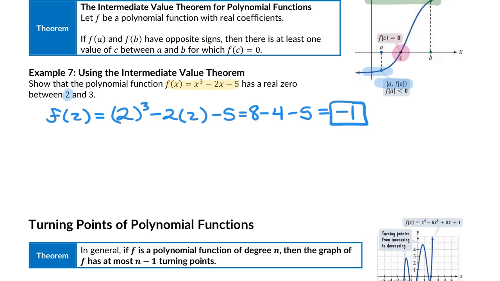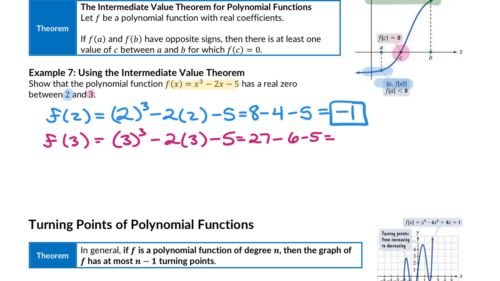Step 1, we evaluated f of a, f of the first number. We're going to repeat that step but with a different number, f of 3. So we do 3 cubed minus 2 times 3 minus 5, which is 27 minus 6 minus 5, which is 16. Then we compare those numbers. Is one of those numbers negative? Is one of those numbers positive? So we know in between them there has to be a place where our graph crosses 0.